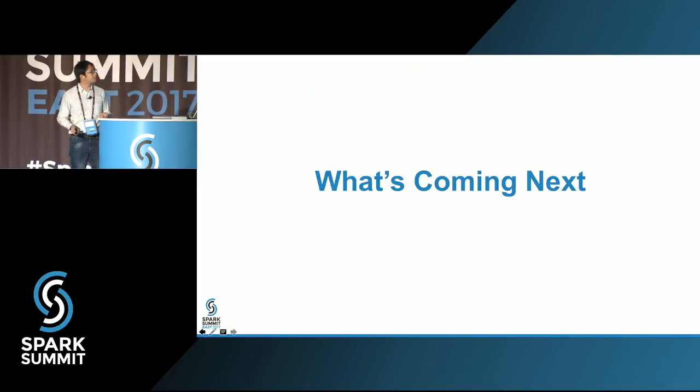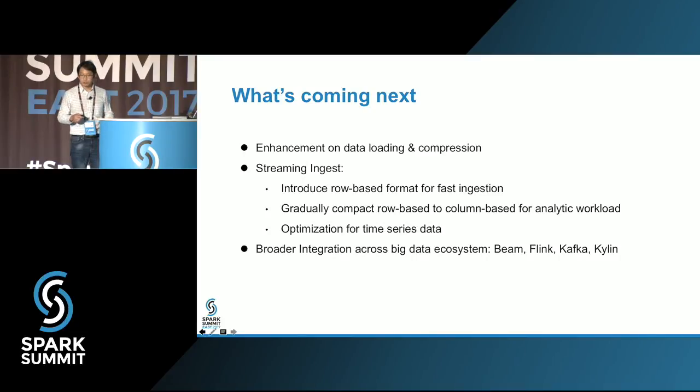So let's see the roadmap. First point we'll do in the future is to further improve on the loading and the compression of Carbondata. And secondly, as now more and more data comes in a streaming manner, we want to work on introducing the row-based format to support the streaming ingest. Since Carbondata already has the compression facility, we can use the compression process to convert the raw data to columnar data during the compression.